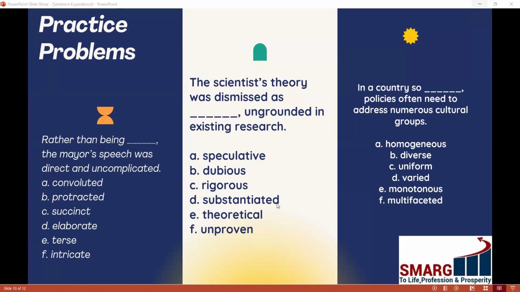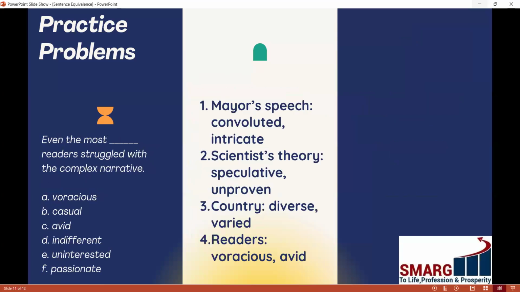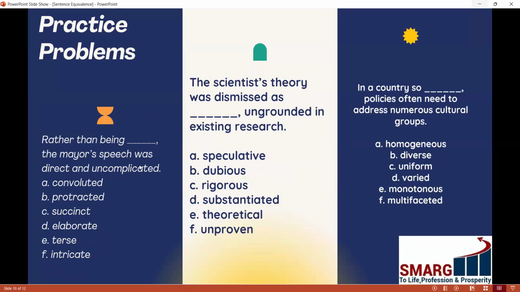All right, 2 minutes are over. One more was there. I forgot. Right, so we'll take a look at this. Rather than being dash, the mayor's speech was direct and uncomplicated.